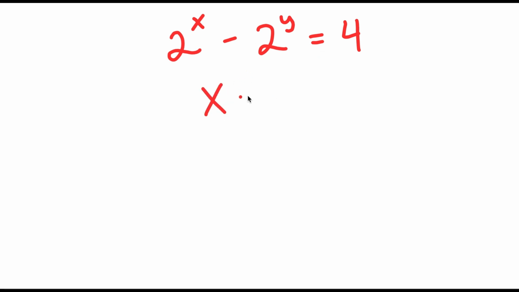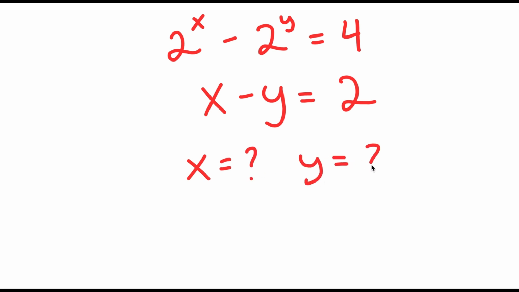Alright, so in today's video, I'm going to solve a challenging system of equations. For my first equation, I have 2 to the power of x minus 2 to the power of y is equal to 4. And for my second equation, I have x minus y is equal to 2. So, I obviously want to find the values of x and y from this.